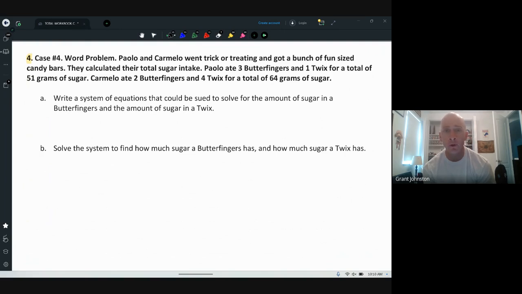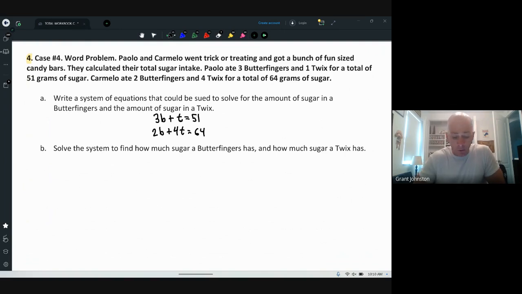Okay, so I'm going to first write an equation for Paulo. Paulo had 3 Butterfingers and 1 Twix: 3b plus 1t equals, how much did he eat? 51. That's Paulo. Carmelo, 2 Butterfingers, so 2b plus 4t, because he had 4 Twix, equals 64 grams of sugar. So b represents the amount of sugar in a Butterfinger, t represents the amount of sugar in a Twix. Now we have our system.